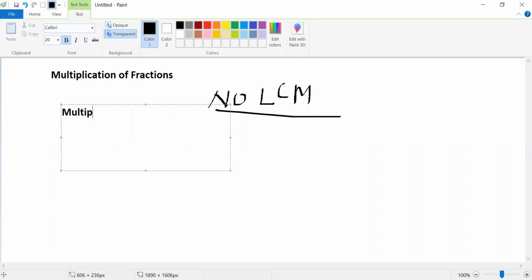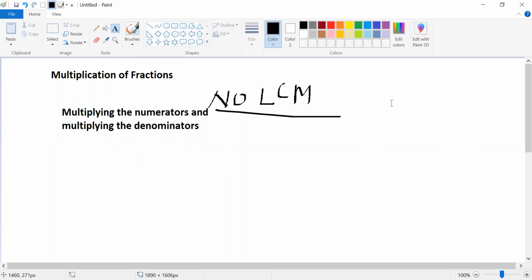Multiplication of fractions means multiplying the numerators and multiplying the denominators. That's all. There is no need for the denominators to be equal or anything like that. So let us see.